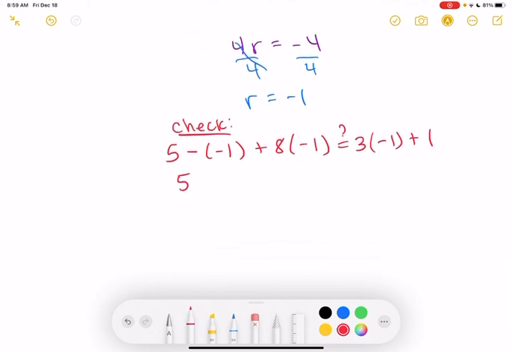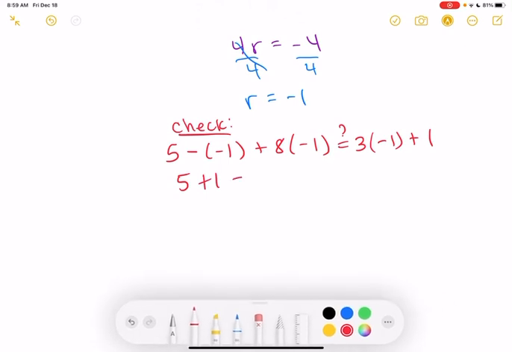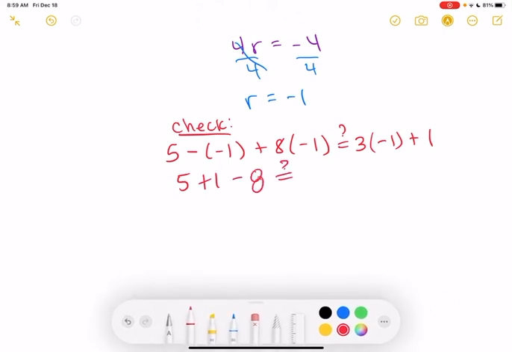So 5 minus a negative 1 would be plus 1. 8 times negative 1 would be a minus 8. Does that equal negative 3 plus 1? So 5 plus 1 is 6. Minus 8 is negative 2. And negative 3 plus 1 is also negative 2. So we did it right.